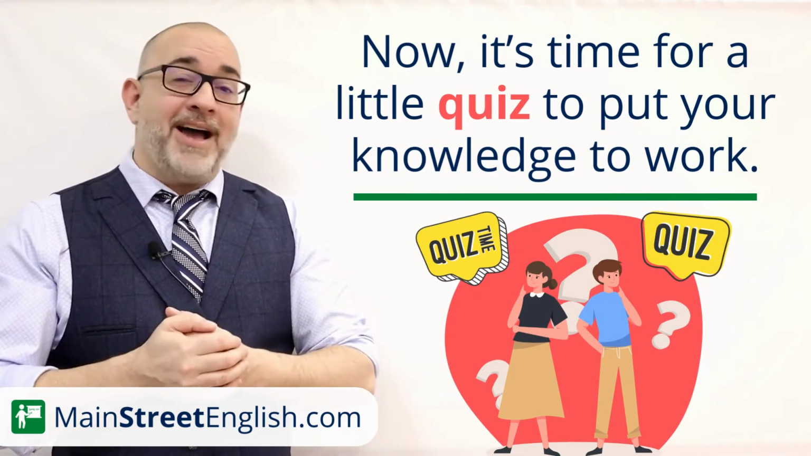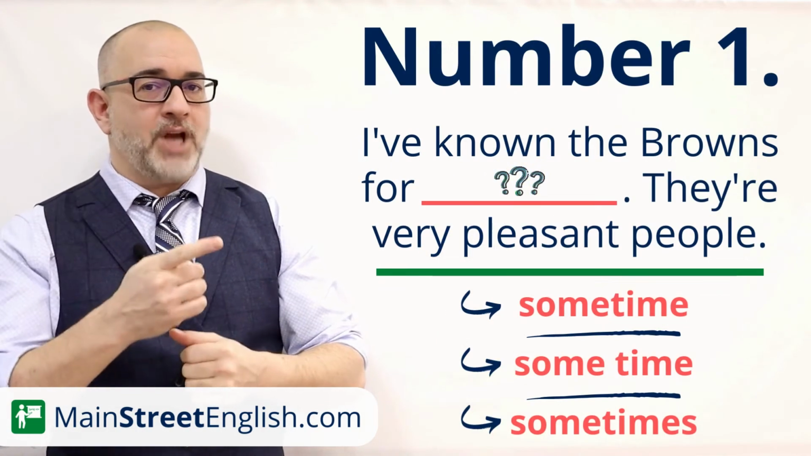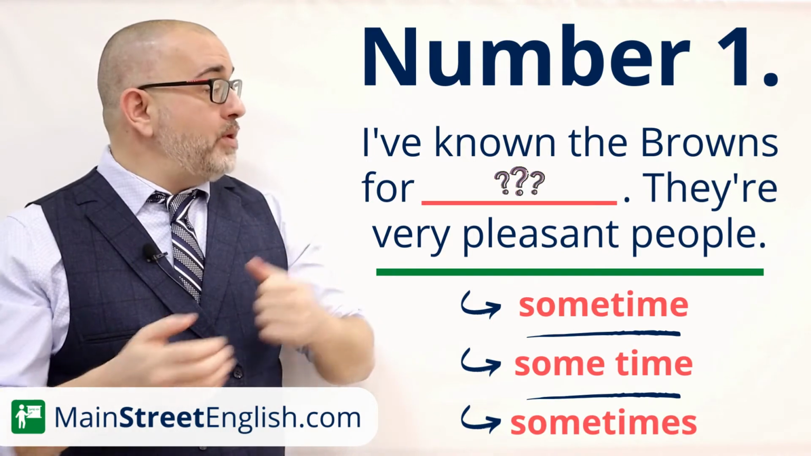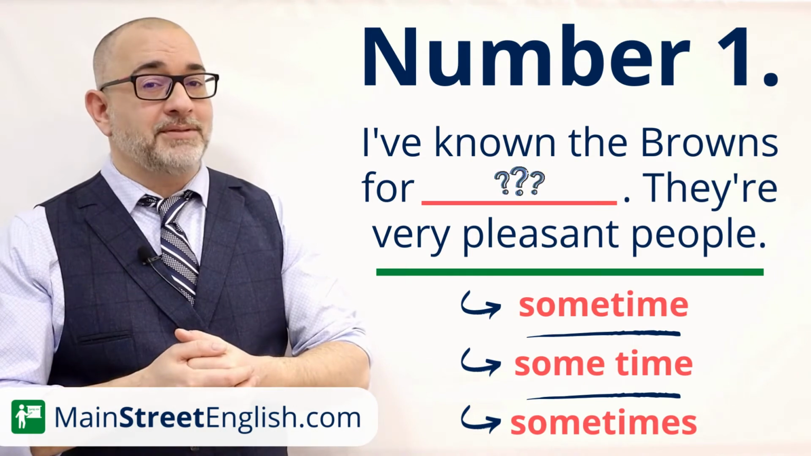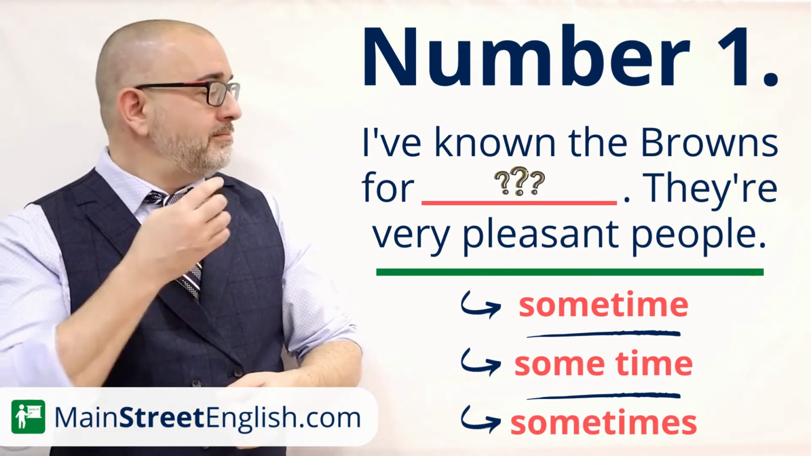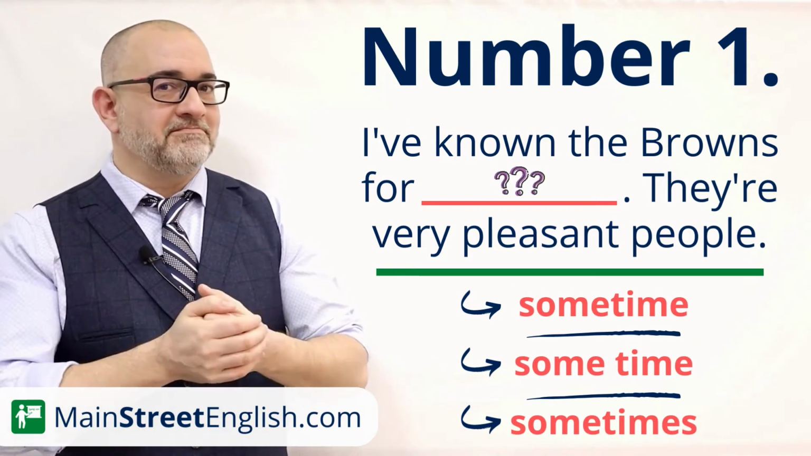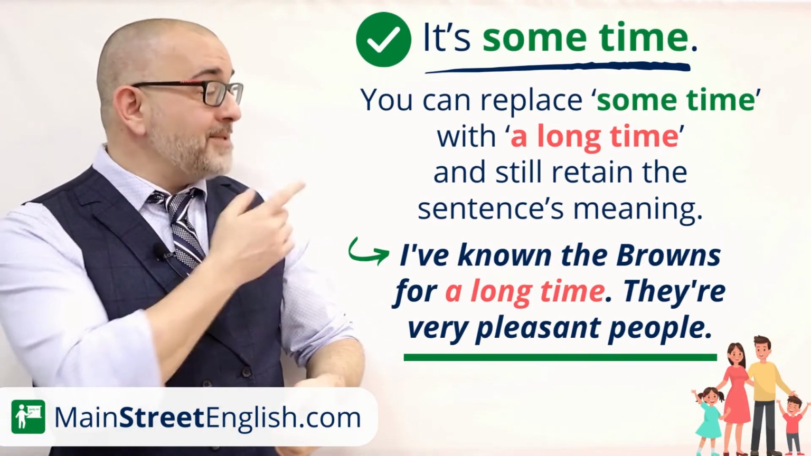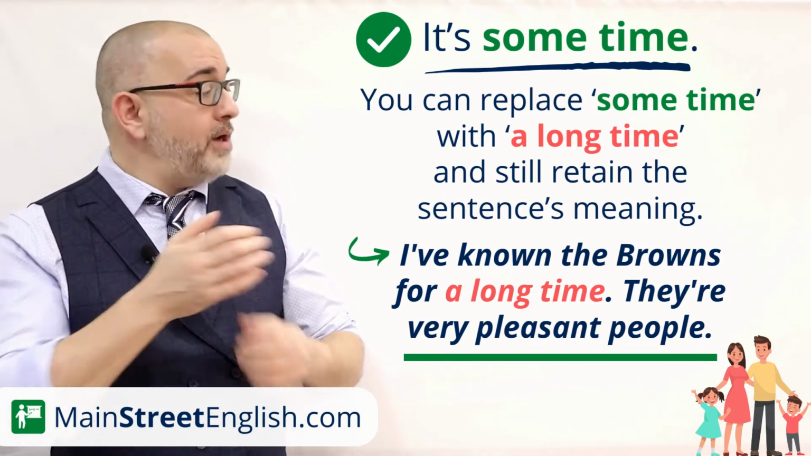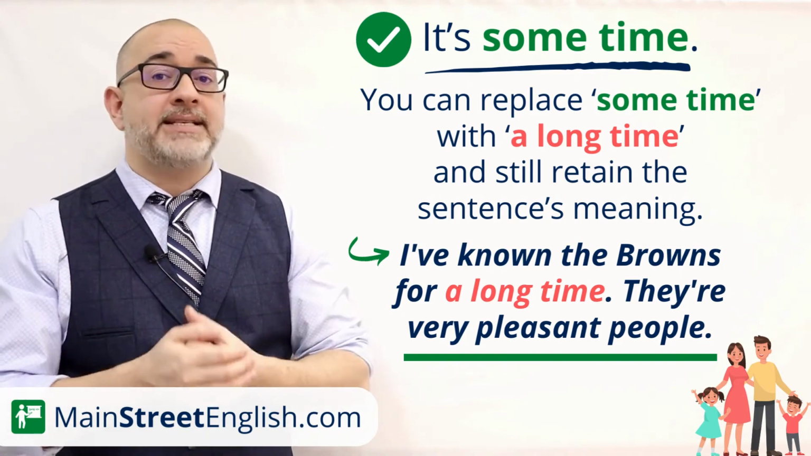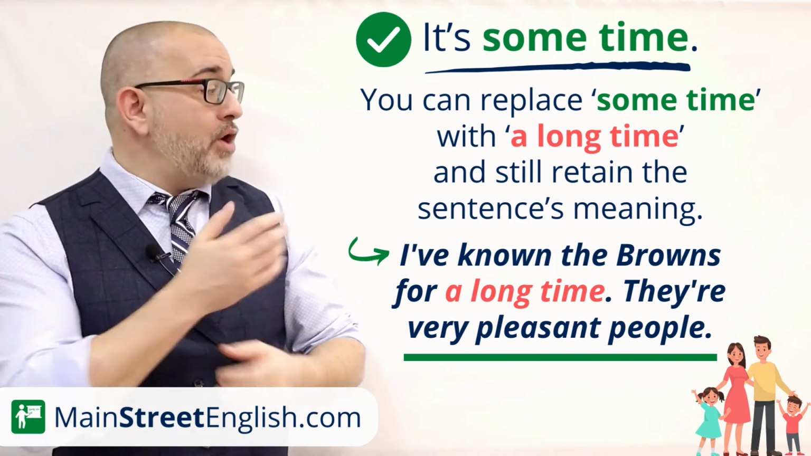Now, it's time for a little quiz to put your knowledge to work. Number 1. I've known the Browns for some time. They're very pleasant people. Sometime, or sometimes? It's some time. You can replace some time with a long time and still retain the sentence's meaning. I've known the Browns for a long time.